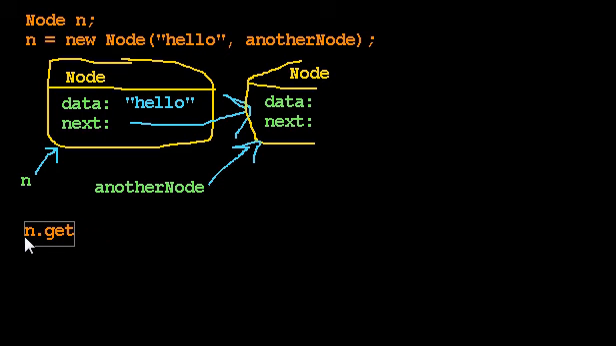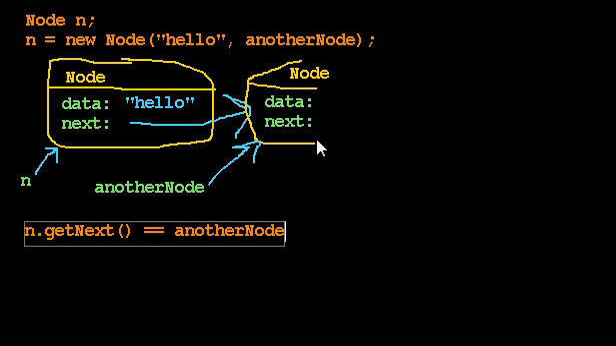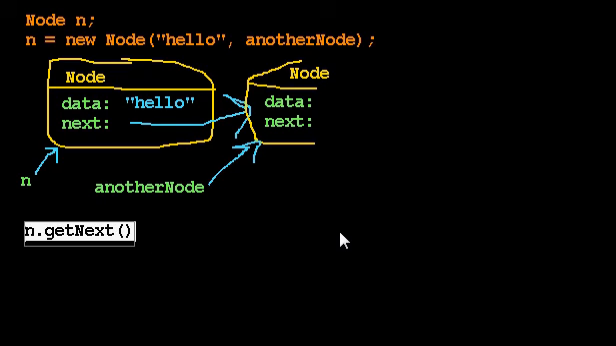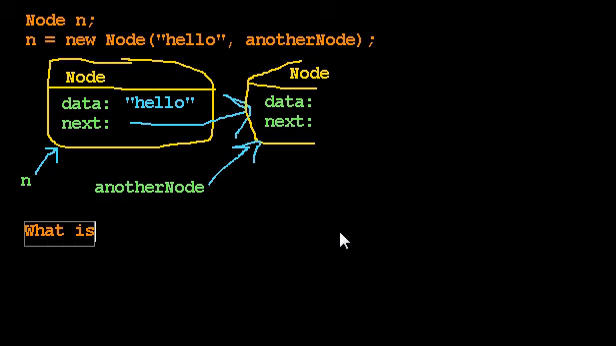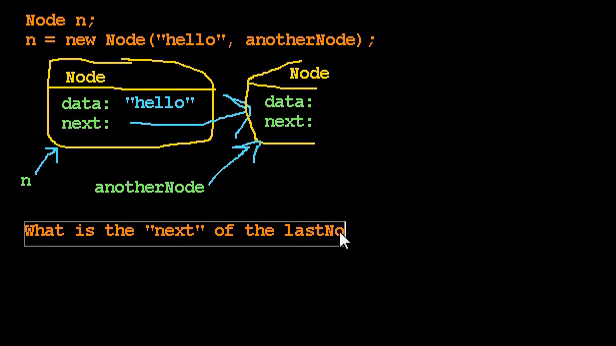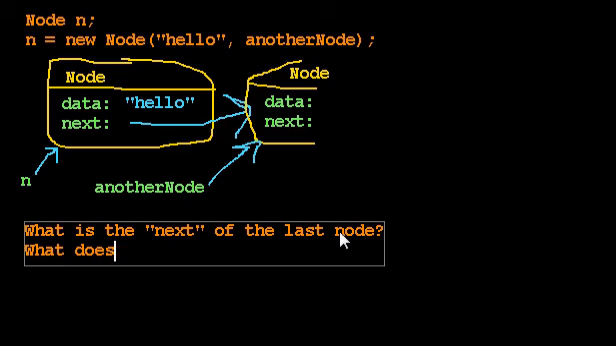So if we were to now ask n.getData, we should get back "hello." No surprise. If we say n.getNext, we should get back something that is equivalent to anotherNode. In other words, getNext should return the same reference that the variable anotherNode returns. Which begs the question, what should getNext return for the last node? If we ask what is the next of the last node, what does getNext return?